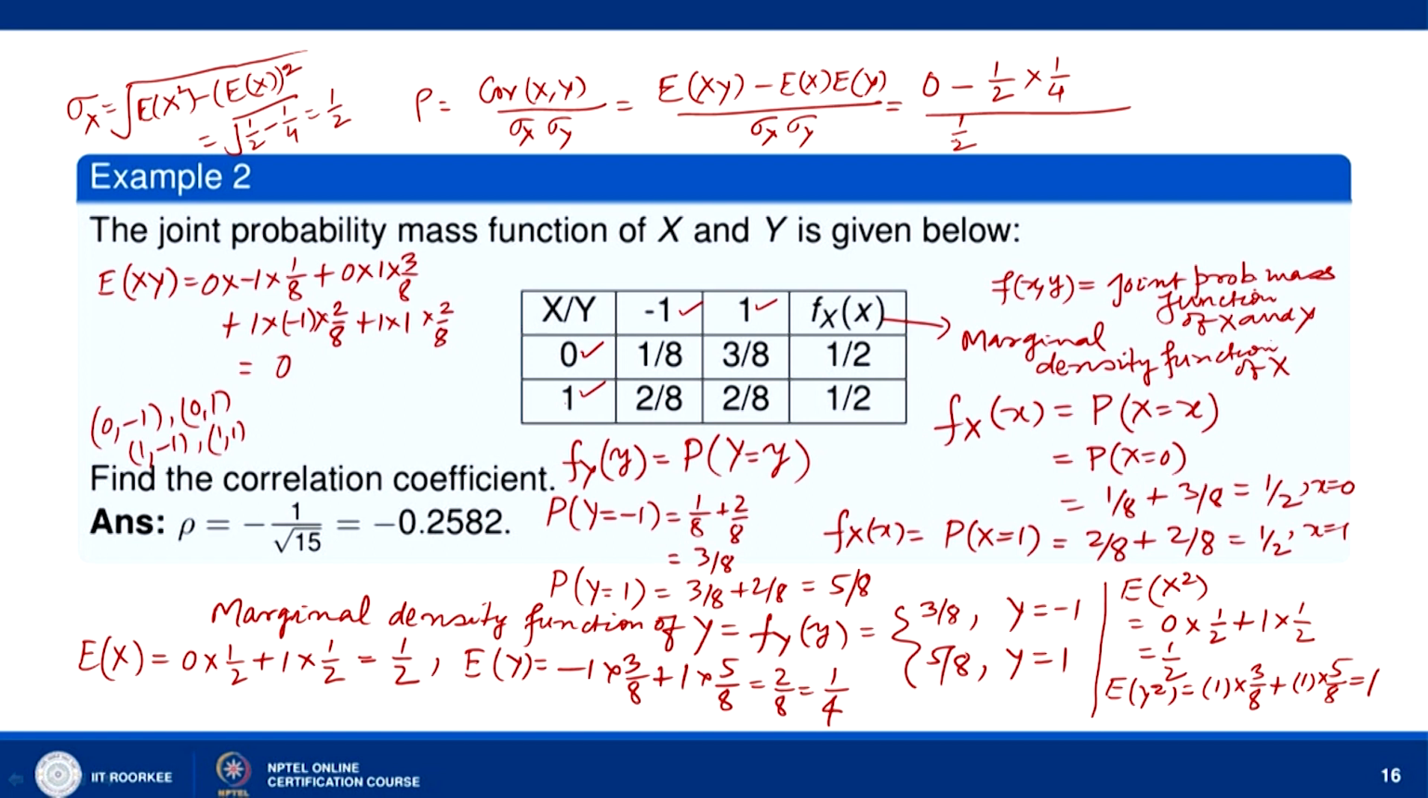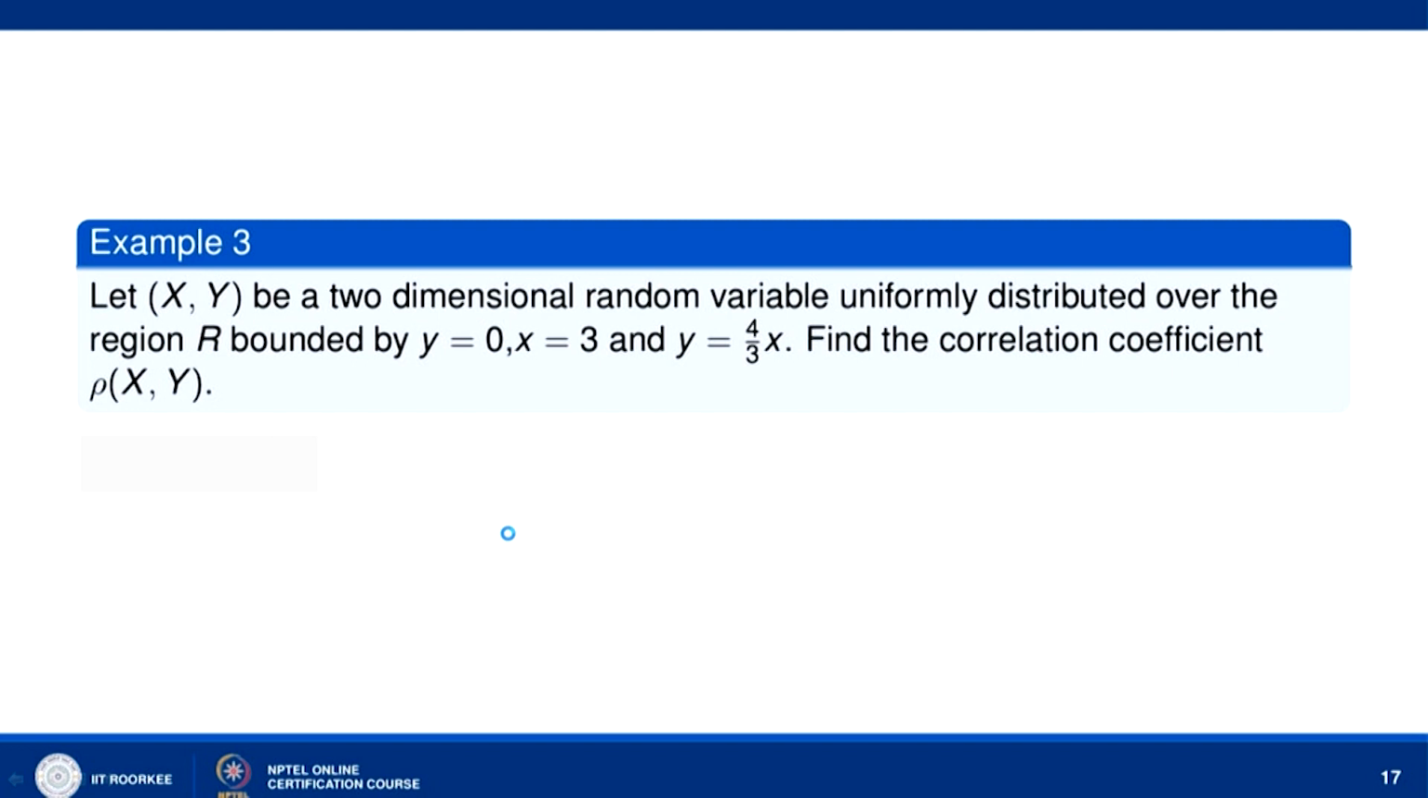Now, let us find sigma Y. Sigma Y is equal to square root of expectation of Y square, which is equal to 1, minus expectation of Y, which is 1/4, whole square. So, this is equal to square root 15 by 4. This cancels with this, this cancels with this, and we get minus 1 by root 15. So, rho is equal to minus 1 by root 15, which is equal to minus 0.2582.